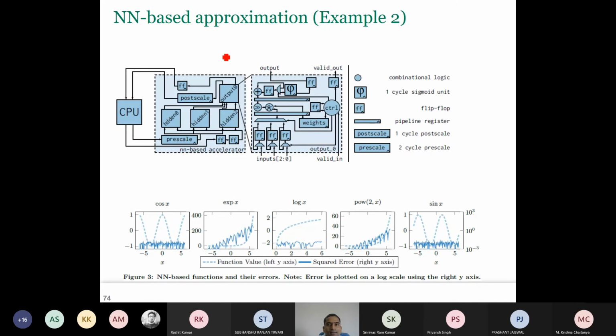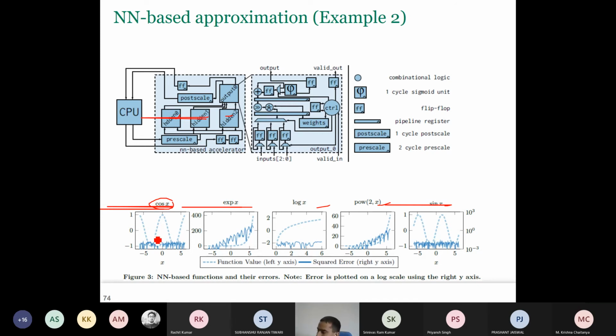Yeah, so here is another example. Here, for example, they have approximated cos x, exponential, log x, 2 to the power x, and sine x, using a neural network approximation. Here, this is a CPU. Now, this is a neural network which has certain hidden neurons, 0, 1, 2, and this is the output neuron, which is further shown here. We will not go into the details of what is inside it. This is how this circuit is made. Those who are interested can see this.